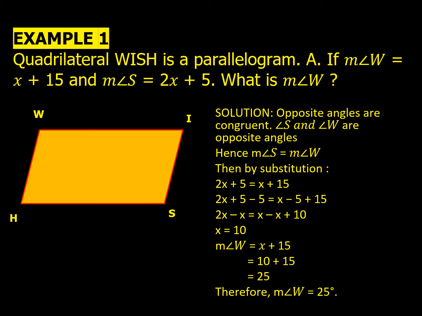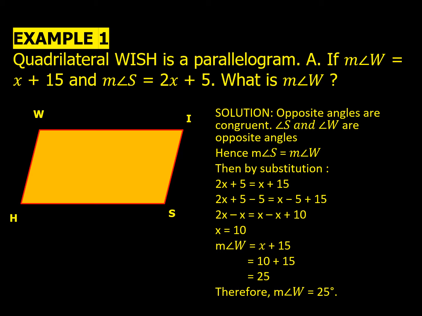Since opposite angles are congruent, angle S and angle W are opposite angles. Hence, the measure of angle S is equal to the measure of angle W. Then, by substitution, the measure of angle S is equal to 2x plus 5, and the measure of angle W is equal to x plus 15. So we can equate them with each other. Therefore, 2x plus 5 is equal to x plus 15.